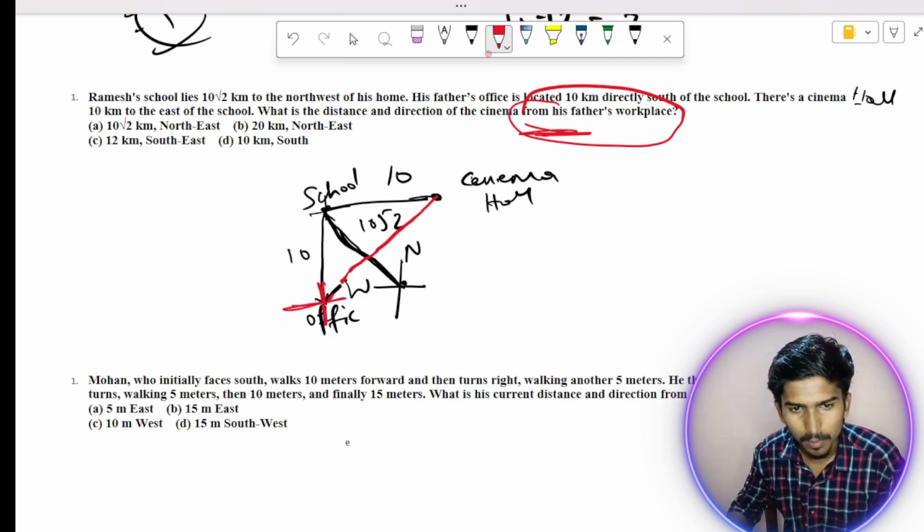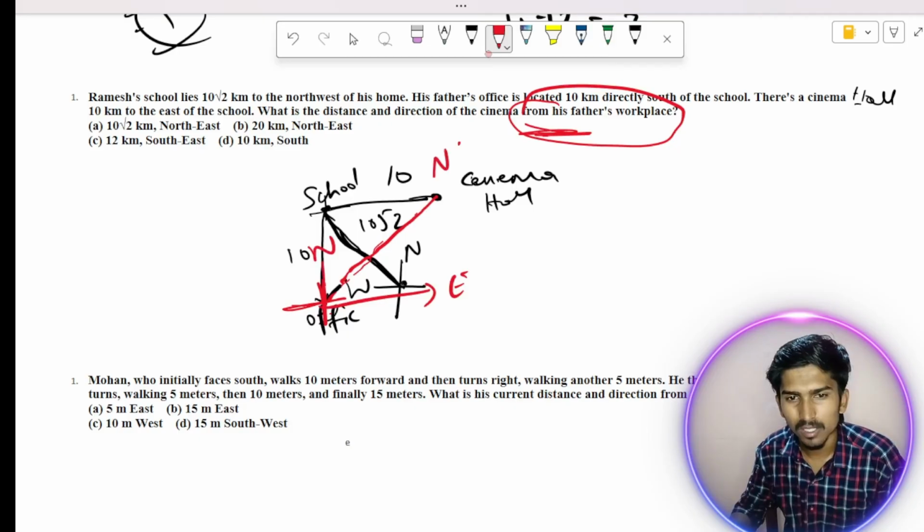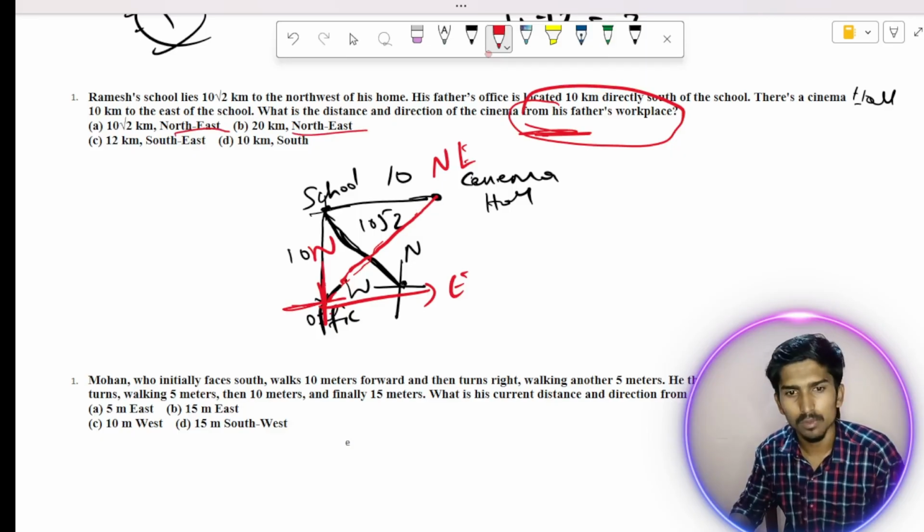From his father's office, they are asking the direction from his office. It's from here. You should make the plus symbol here. What is the direction of his cinema hall from your office? This is east, this is north. So the answer is between the north and east, which is northeast. So do we have the answer here? Yeah, we have northeast.